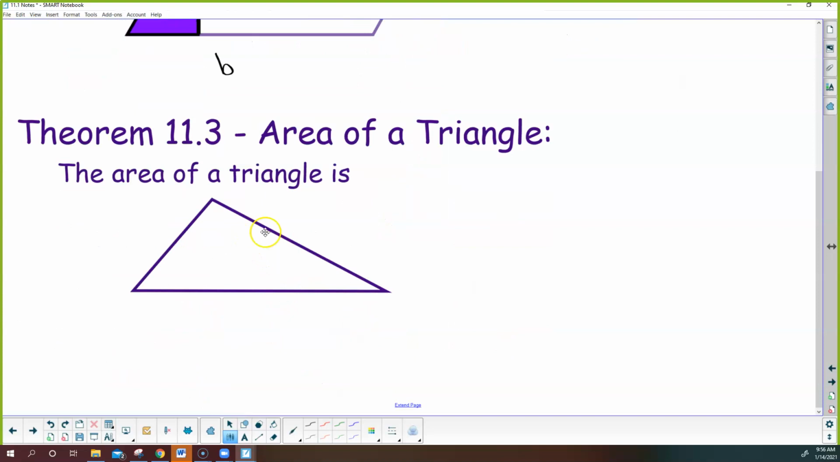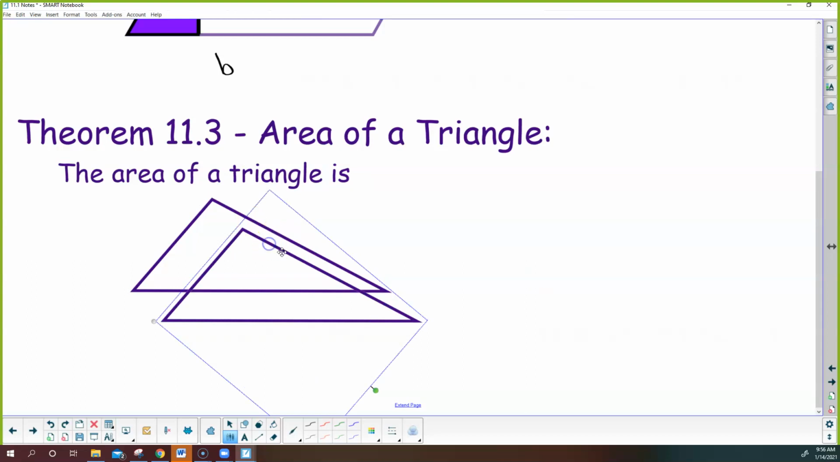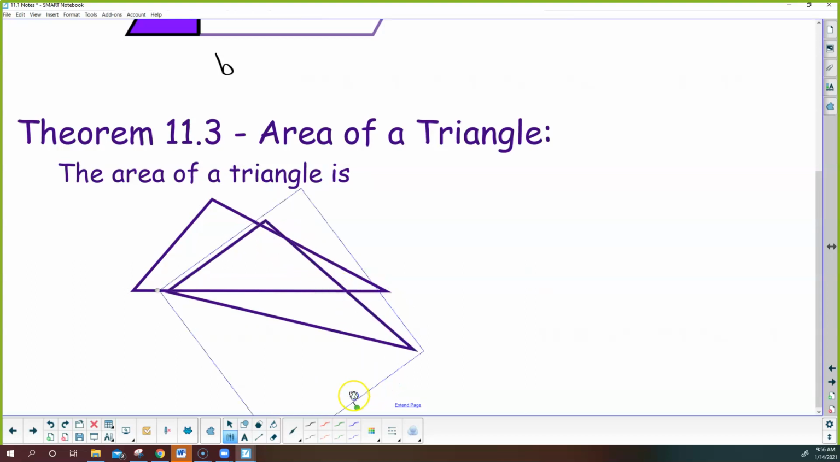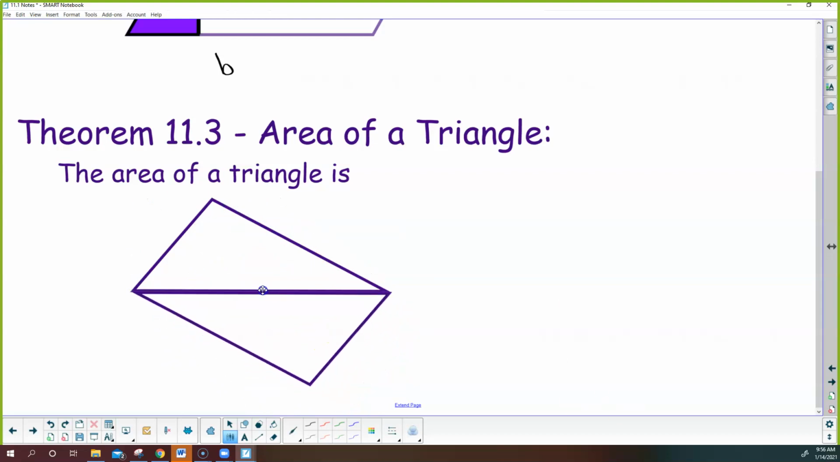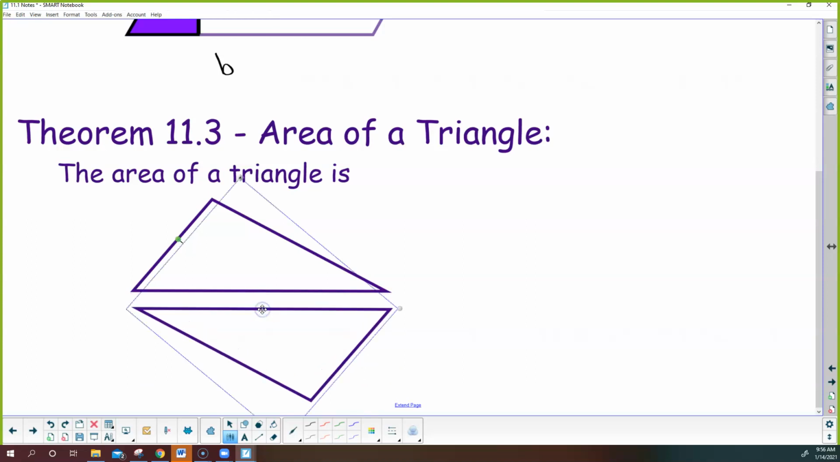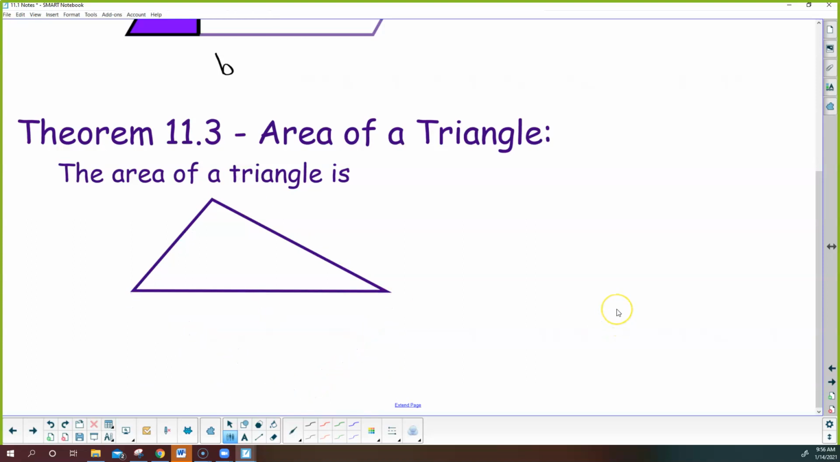Okay, and then same thing with a triangle. What if I took this triangle? I'm going to see if this works. What if I took this and I flipped it just like that, and then I matched it here? Well, what shape did I just create? I created a rectangle, but I only want half of that, right? So half of the area of a rectangle is the area of a triangle.